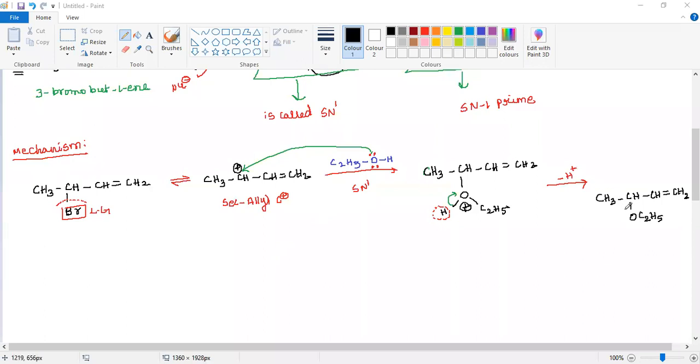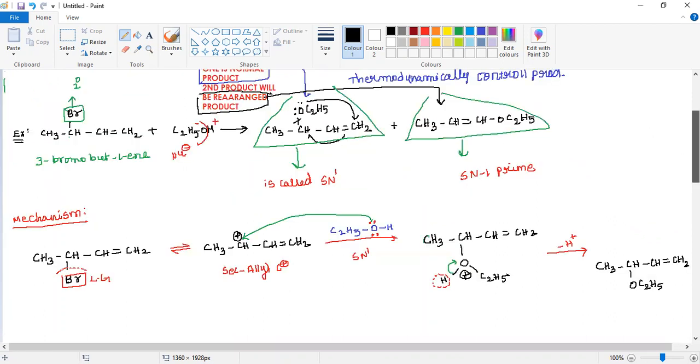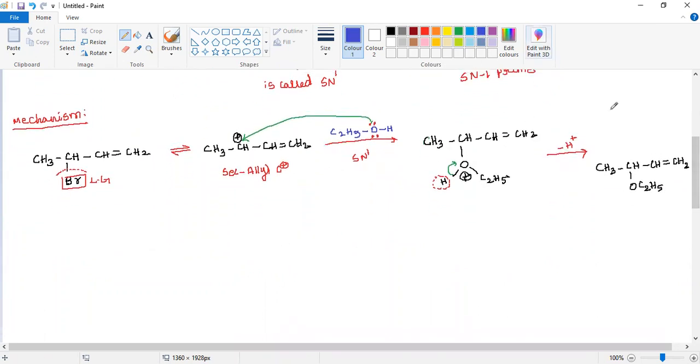Okay beta, so see, the product is obtained like this on breaking of this H plus ion. Here it is like the normal product: CH3CHOC2H5. So this is what we got, nothing but the normal product. What type of controlled product is it? It is the kinetically controlled product. Okay, next.